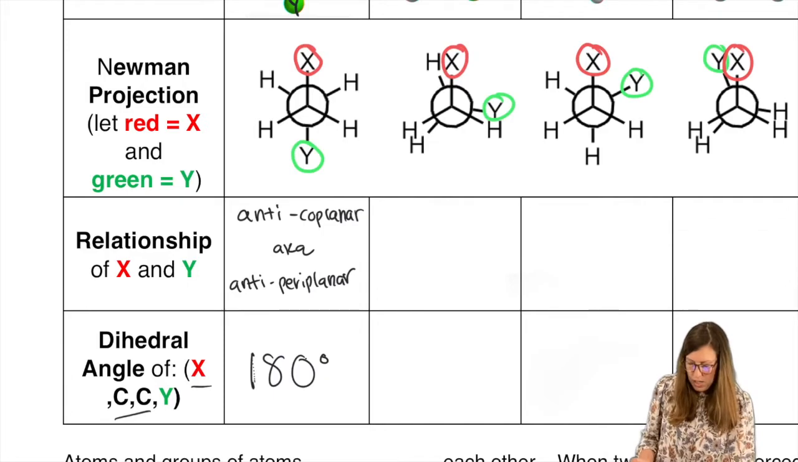All right, what happens now? X and Y are not 180 degrees. So what would that relationship be, the dihedral angle? Think about that. So if it was 180 here, where is it now?